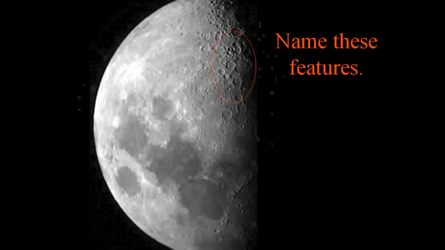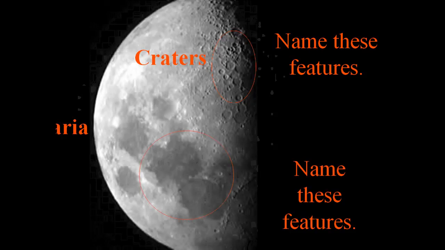This feature, hopefully you guessed it, is indeed craters. And there's another feature that I was going to have you name, but hopefully you know that that's what maria looks like. This completes our presentation on the moon and moon phases.